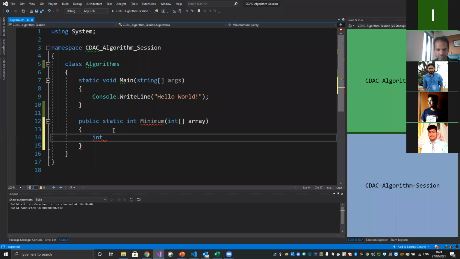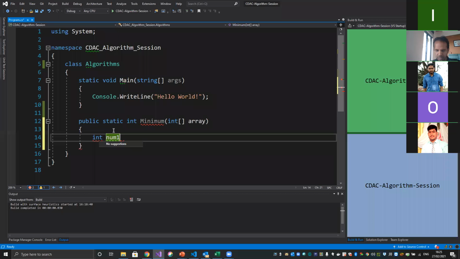Let's say minimum, sir. Num1. Int Num1. Yes, sir. Why 1? Because in it we can store the 0th element of the array, sir. But why are you calling it num1?